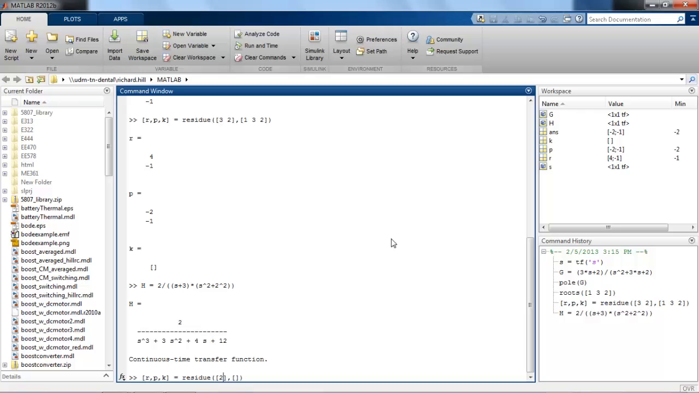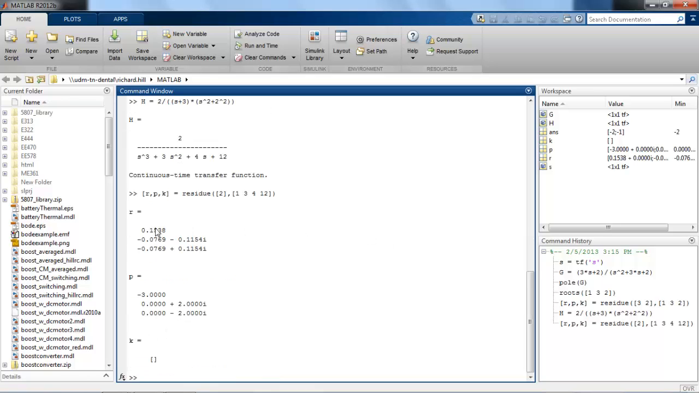The numerator is just a constant 2. The denominator is a third order system where the leading coefficient is 1. The s squared term has a coefficient of 3, the s term has a coefficient of 4, and the constant term is 12. If I hit enter, I get 3 residues, where again the ordering of the elements corresponds to the poles. So this residue corresponds to the factor s plus 3. These other 2 factors correspond to the plus 2j and the minus 2j, where MATLAB uses i for the imaginary number instead of j.